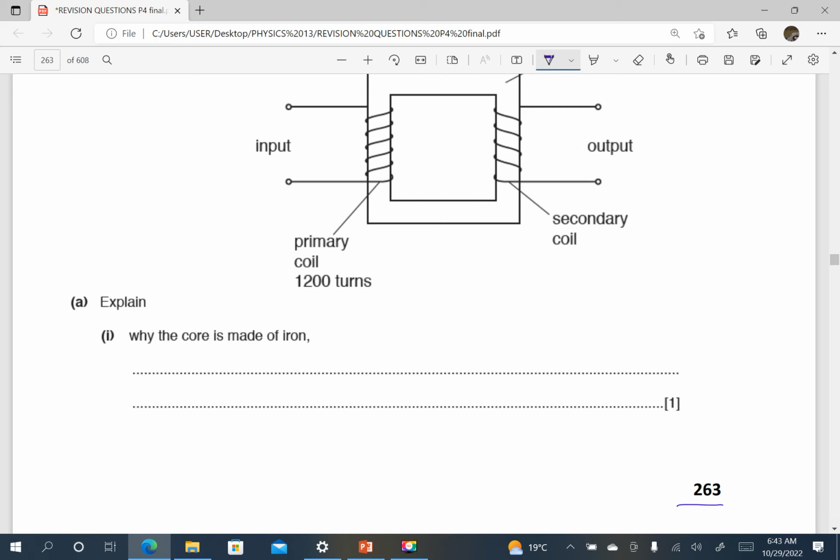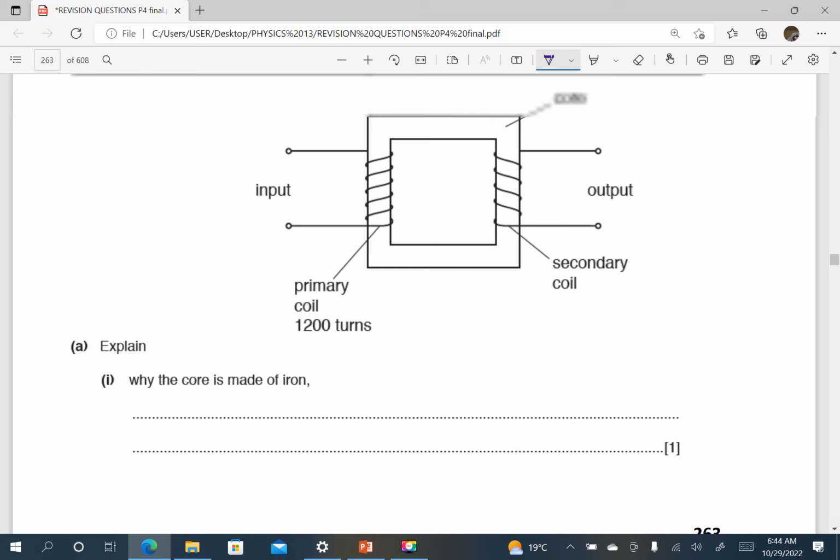What do we know about iron? First of all, we know that iron is normally called soft iron because it can easily be magnetized and demagnetized. And what is the purpose of iron? Iron can also help to increase the magnetic flux linkage with the secondary coil from the primary. And this therefore reduces the loss in flux. And of course, the end result will be minimizing energy loss due to magnetic flux leakage.